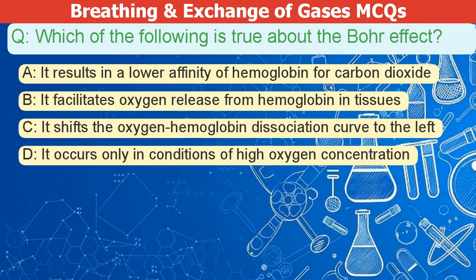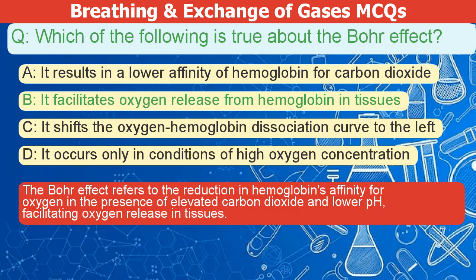Which of the following is true about the Bohr effect? A. It results in a lower affinity of hemoglobin for carbon dioxide. B. It facilitates oxygen release from hemoglobin in tissues. C. It shifts the oxygen-hemoglobin dissociation curve to the left. D. It occurs only in conditions of high oxygen concentration.